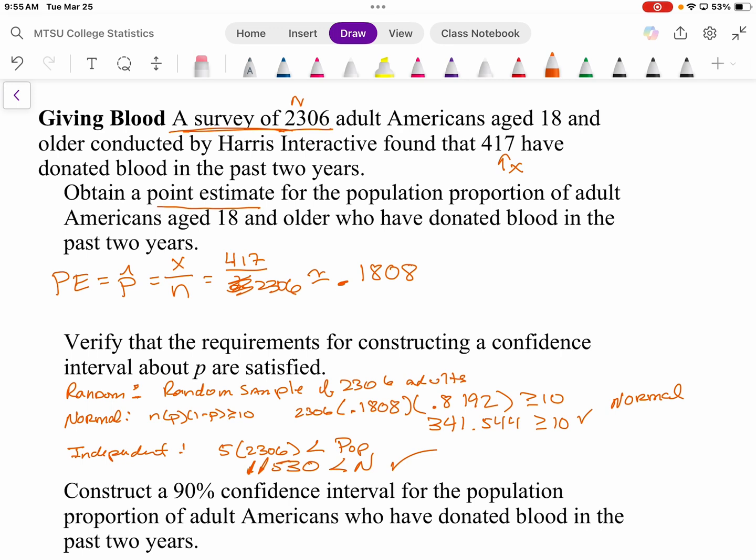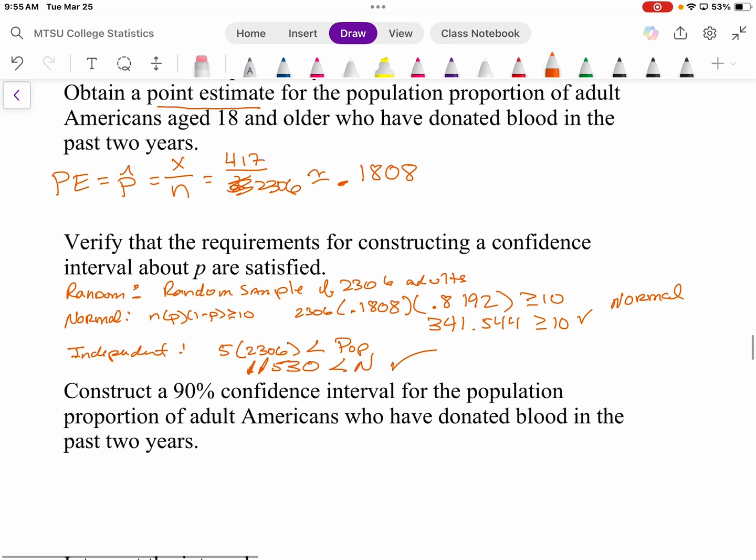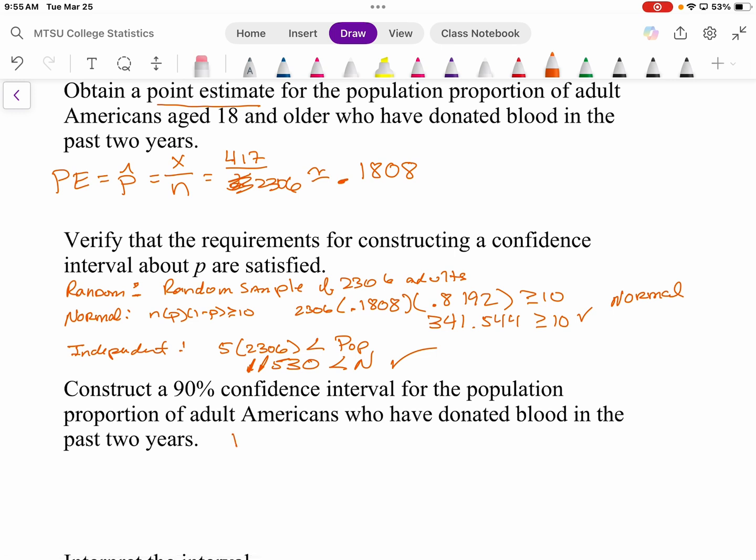So now I'm ready to do a one prop Z interval. And then, again, when we use that in the calculator, x is equal to 417, n is equal to 2306, and my confidence level, they told us we had 90%, so 0.90.